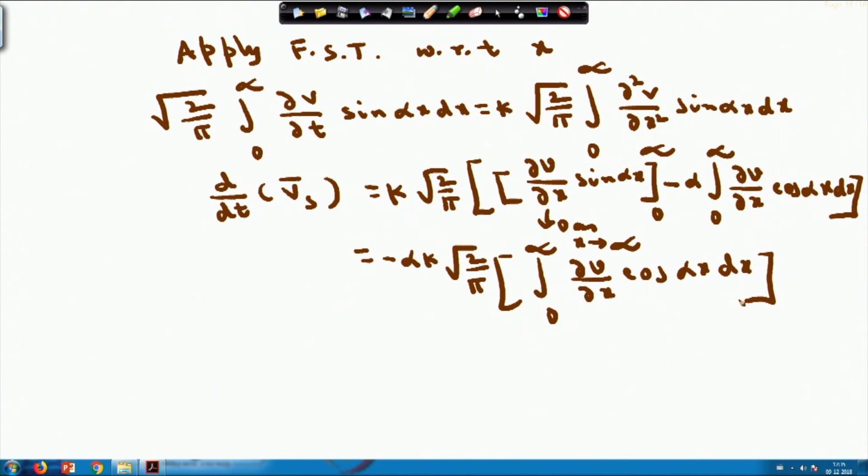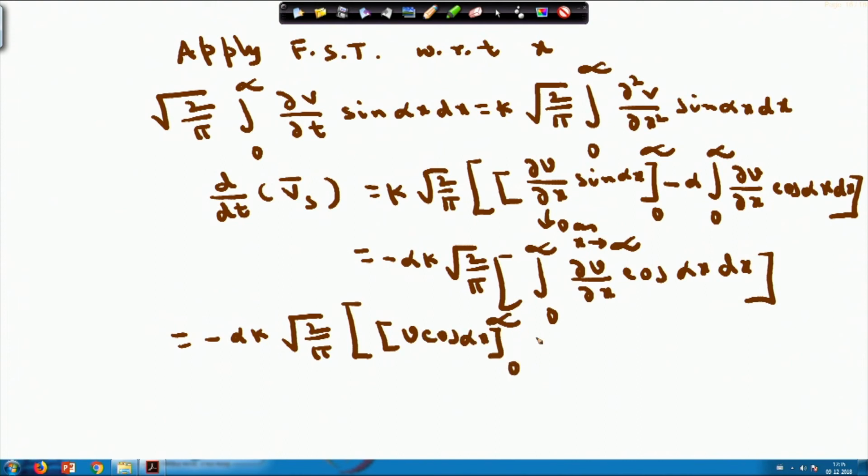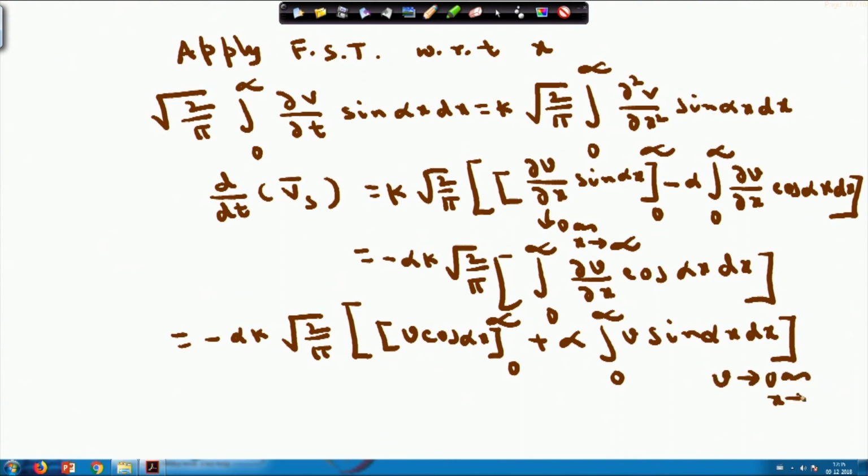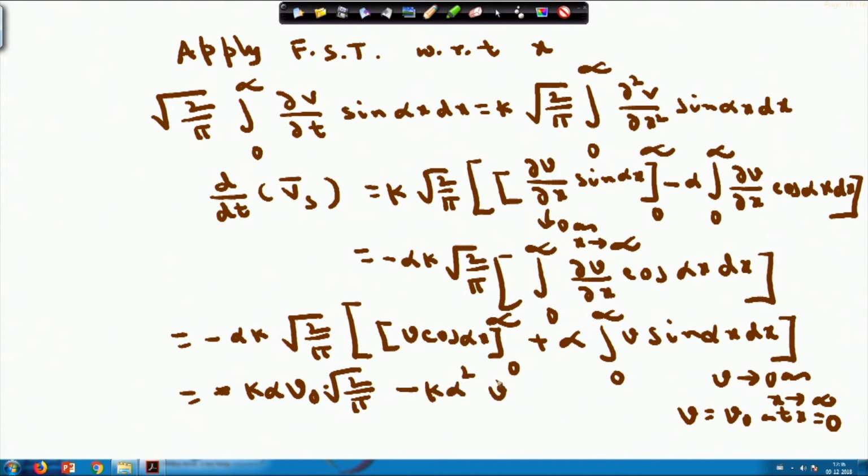And again evaluate this integral. If you evaluate this integral, minus α k into root over 2 by pi, you will obtain v cos(αx) from 0 to infinity plus α integral 0 to infinity of v sin(αx) dx. This first part again will vanish. Please note that v approaches 0 as x approaches infinity, and v equals v0 at x equals 0. So the first part will be k α v0 into root over 2 by pi, minus k α² v bar s.